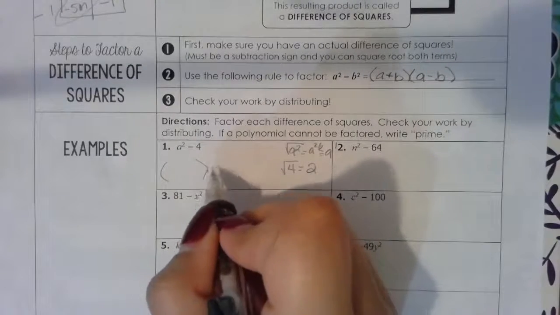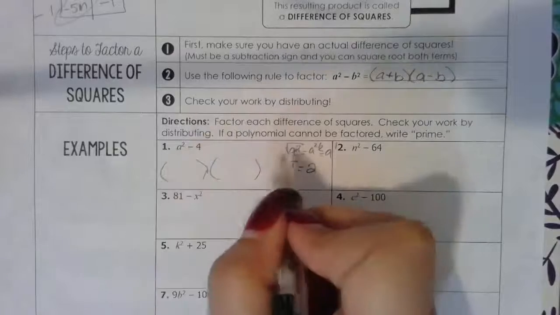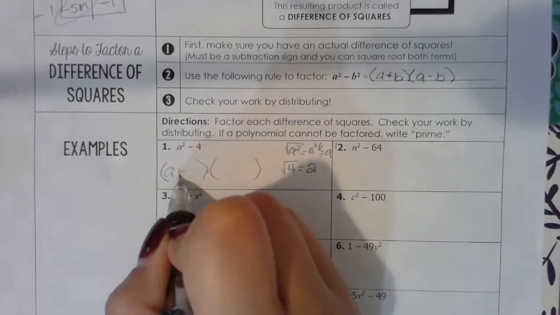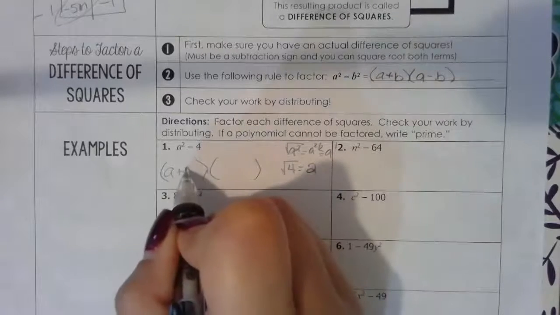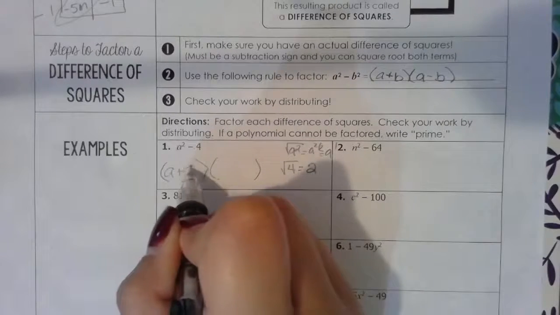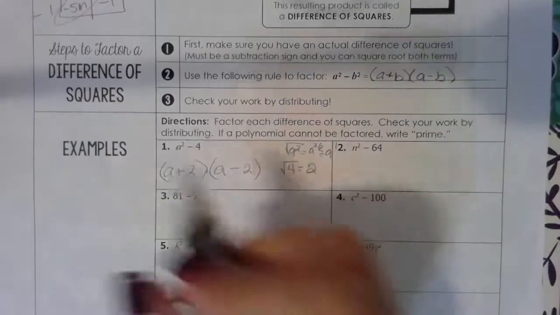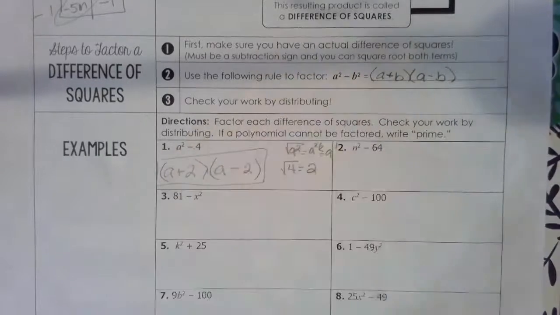So then your answer, since we're factoring, we're going to have 2 sets of parentheses. In the first one, since a came first, we'll write the a first. And then one of them has to be addition, plus the square root of 4, which was 2. Then we're going to write the same thing, a and 2, but this time with a subtraction sign. And that's your answer.